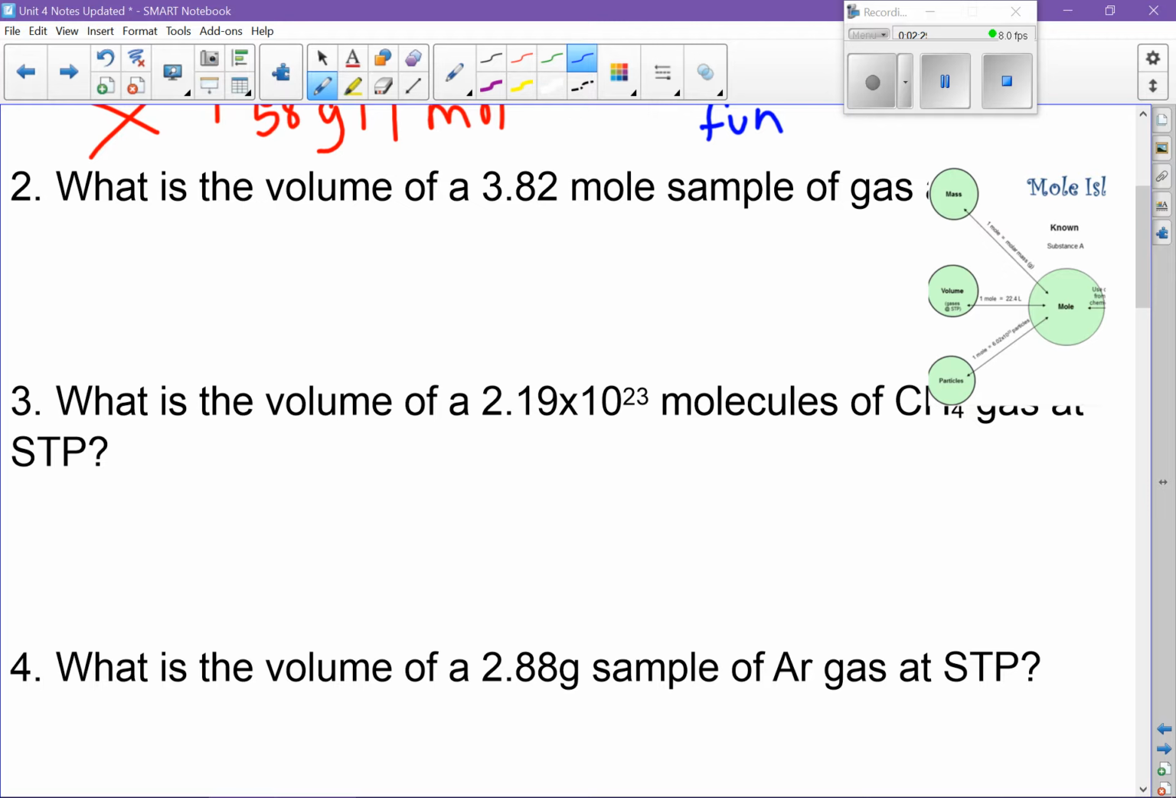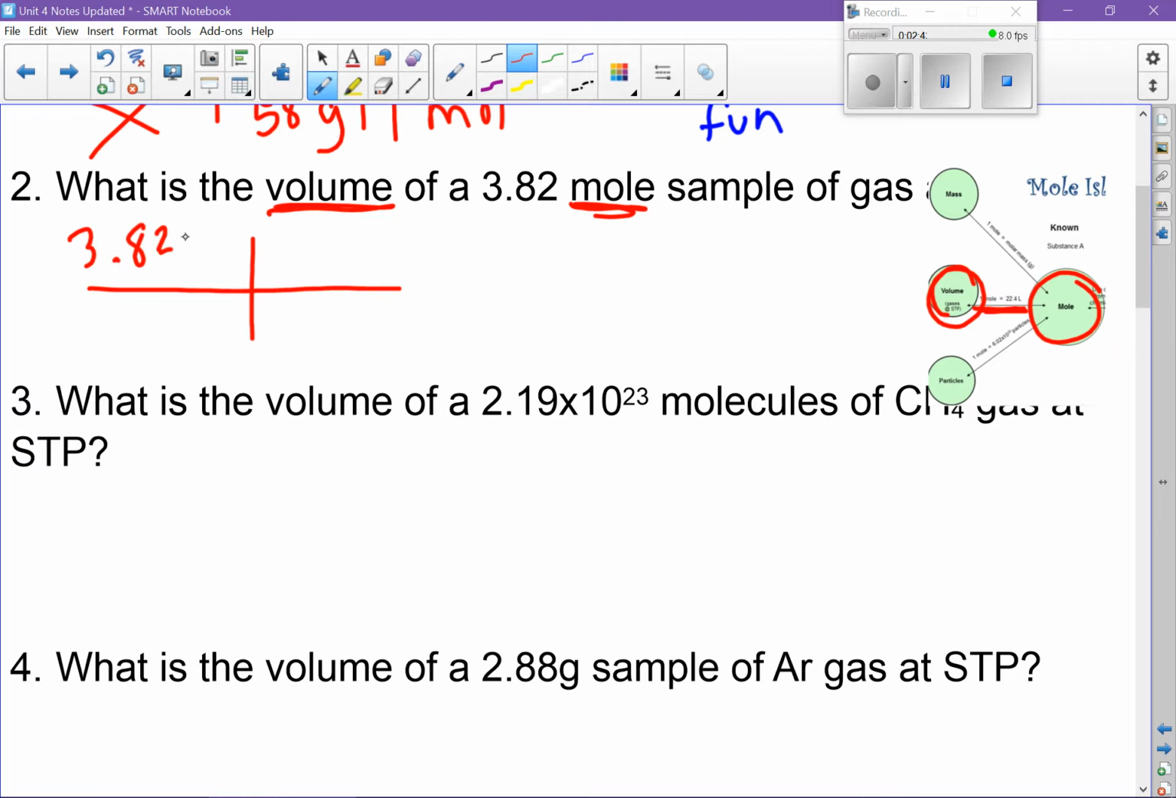Next one, the units that I see says volume and it says moles. So volume is here and moles is here. This is a nice 1-step fence. They're right next to each other. So start with 3.82 moles. Don't need anything there, but moles are up, so they're going to go down. The unit for volume is liters. That's all you have to do, and then just put your numbers in. Liters always needs 22.4. Moles needs 1.